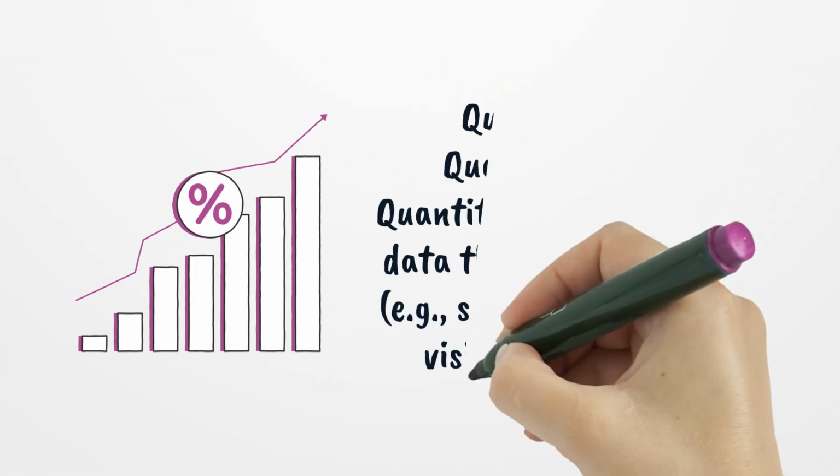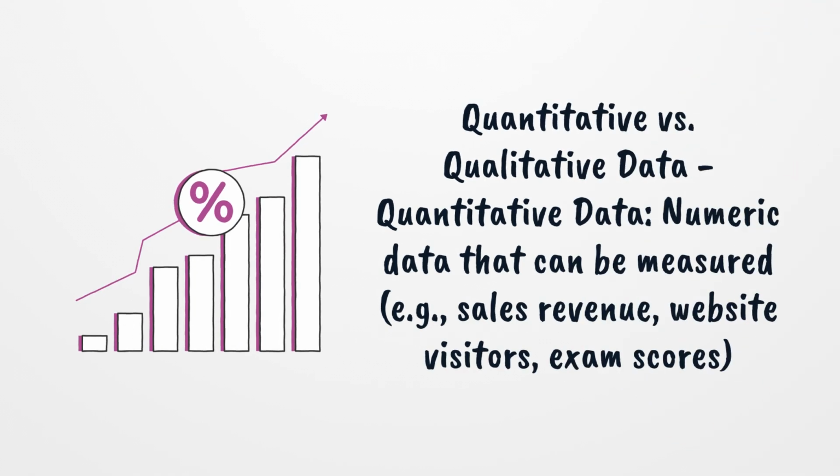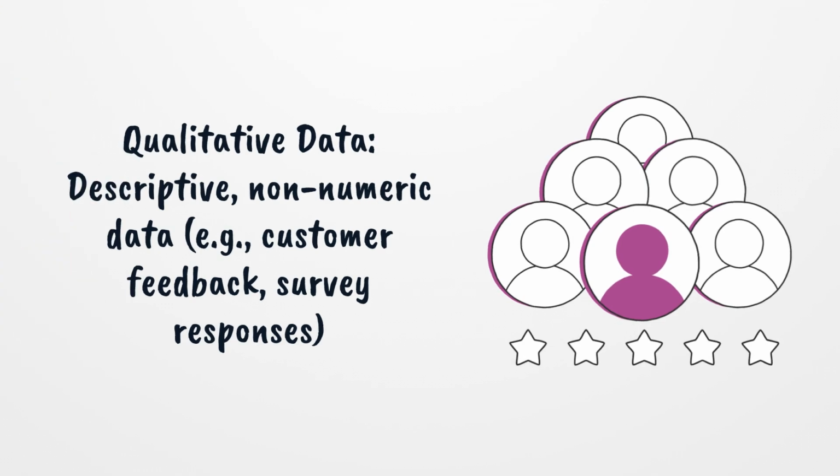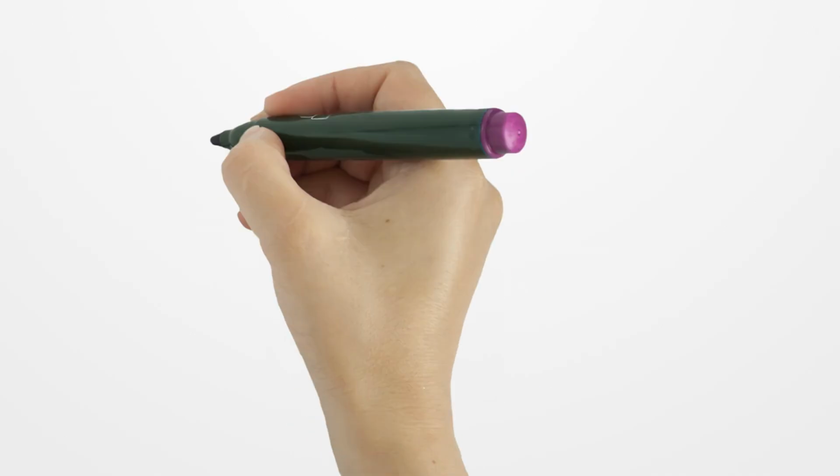Quantitative versus qualitative data. Quantitative data, numeric data that can be measured, e.g., sales revenue, website visitors, exam scores. Qualitative data, descriptive, non-numeric data, e.g., customer feedback, survey responses.